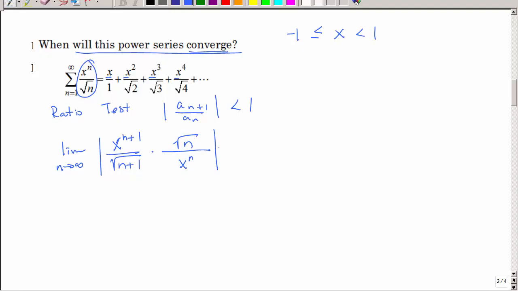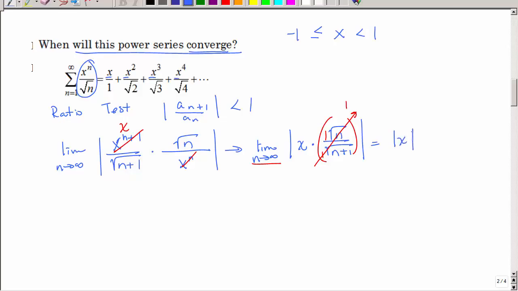What happens? Well, I can reduce this, and I would be left with x. And so then I could say the limit as n approaches infinity of x times the square root of n over the square root of n plus 1. What happens here as n approaches infinity? Well, we have the same degree over the same degree, so the leading coefficients give a limit of 1. So this is going to be the absolute value of x.